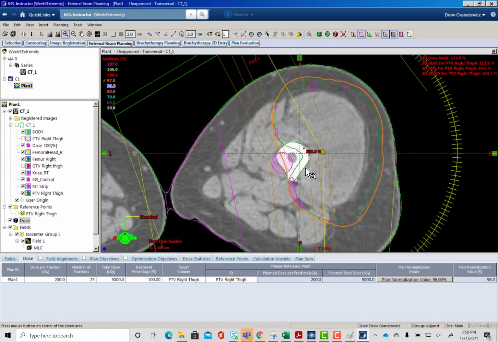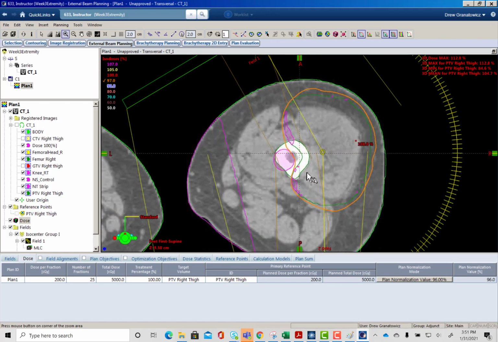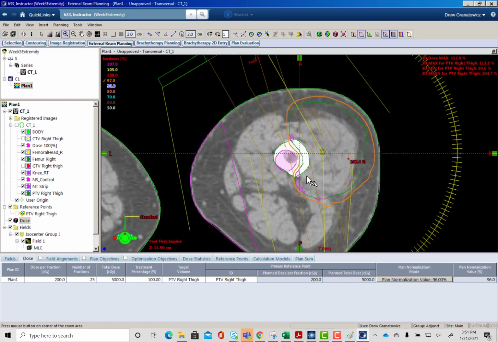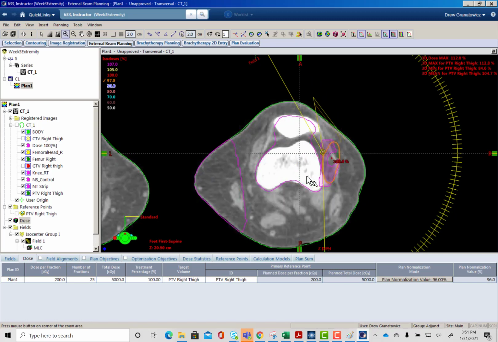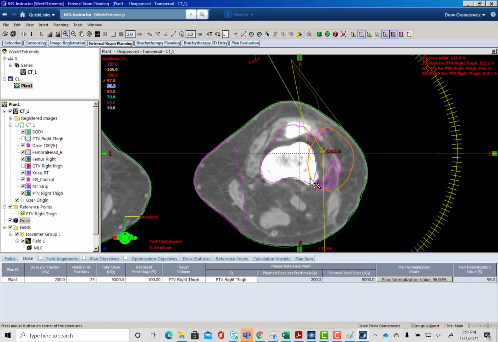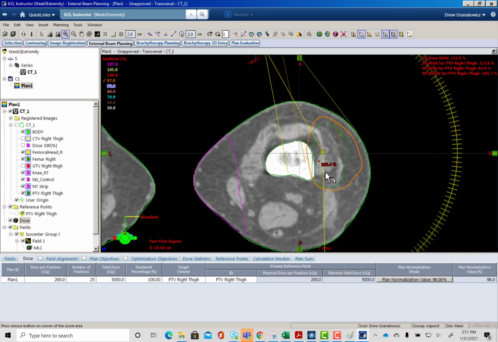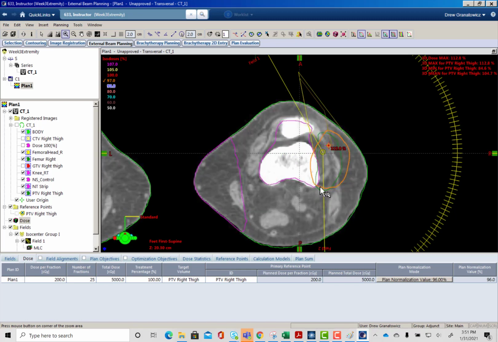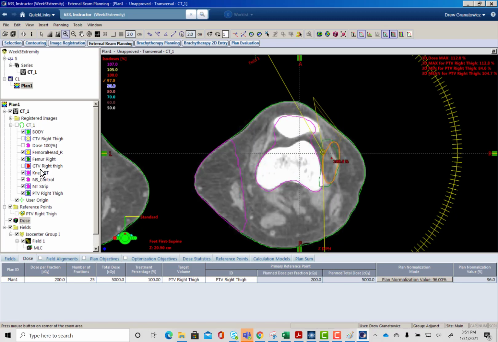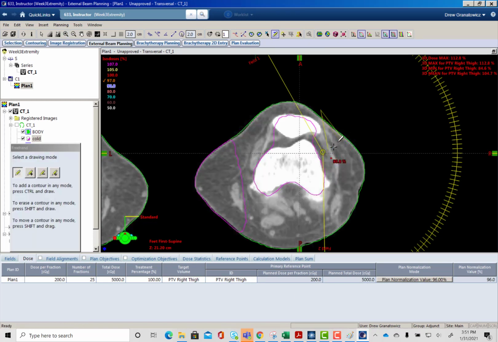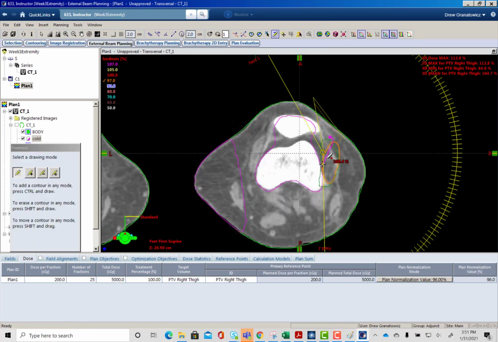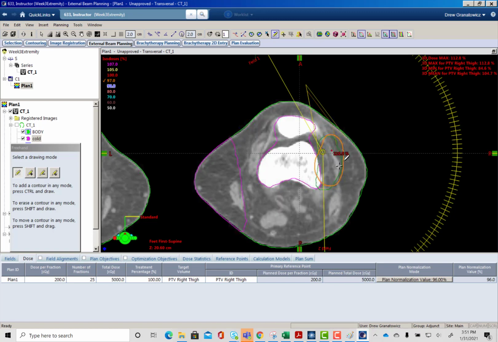Scroll through here and look for our cold spots. So right here, so maybe I just make a new structure called cold. Use this pin to contour right in external beam planning. I can just contour these cold spots out in external beam planning.